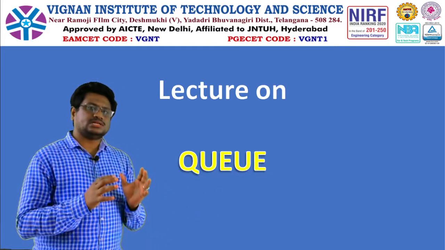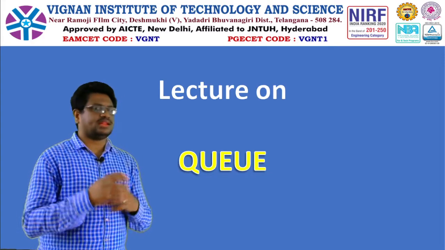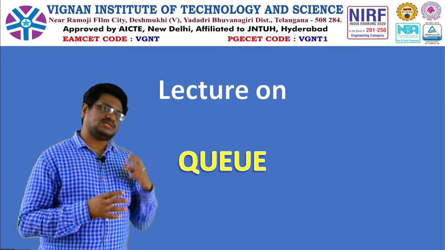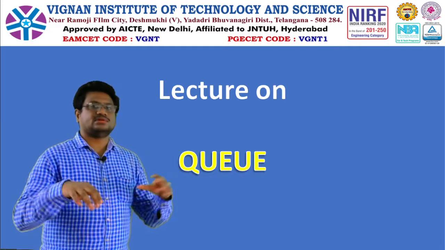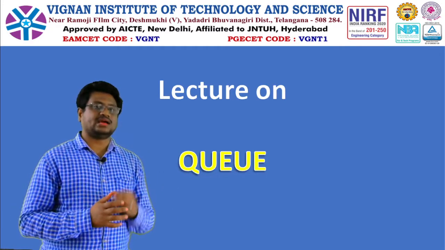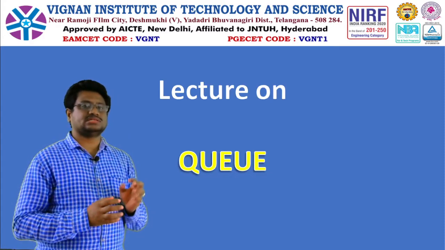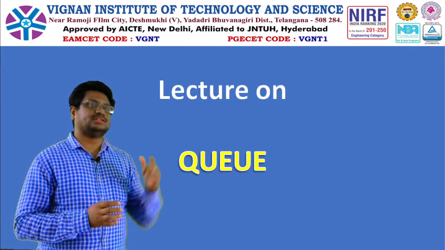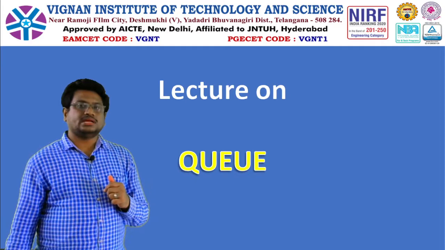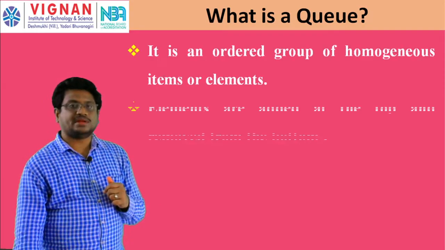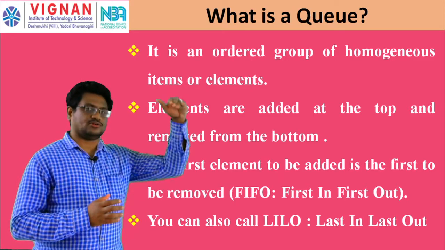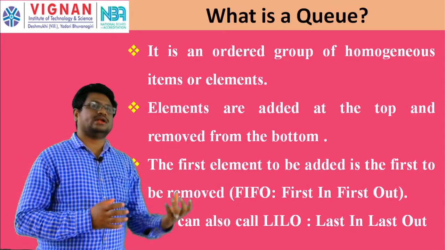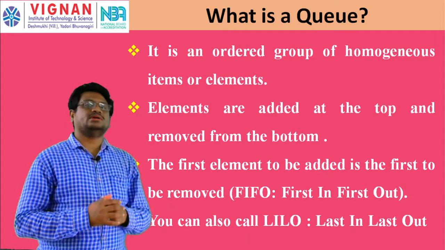See, in a linked list, I can do the operations anywhere. I can do the operation at the starting, at the ending, or in the middle of the linked list also. But in a stack, whatever operations I'm doing, that is insertion and deletion, I can do at the top only. But in queues, I can do the operations in two ways. I can insert the value at the top, and delete at the bottom.